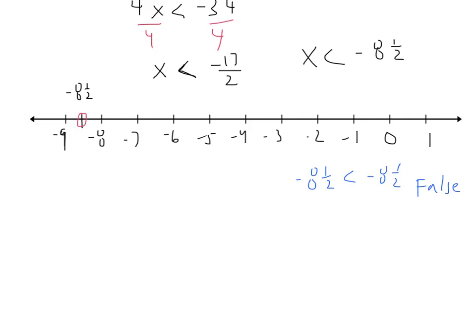Right? Where would the solutions be? Well, those would be the numbers that are less than negative 8.5. Right? Numbers like negative 9. Negative 9 is less than negative 8.5. Yep, that's true. So I'm going to shade all the numbers that are to the left or less than negative 8.5. Right? And there you have the graph of our solutions.